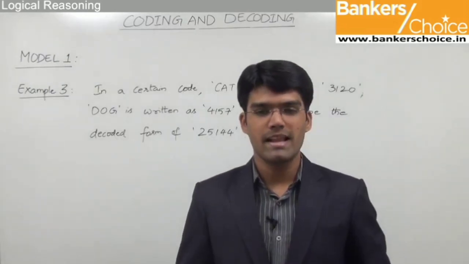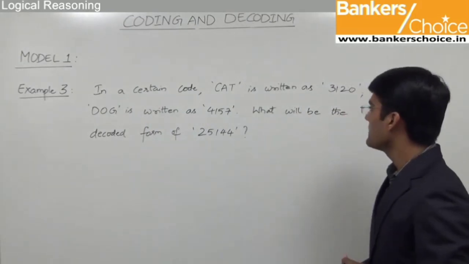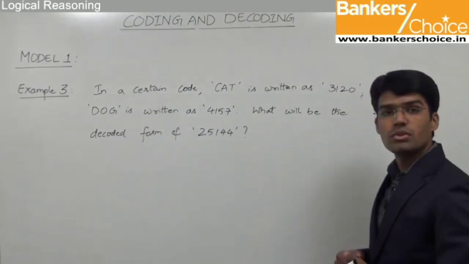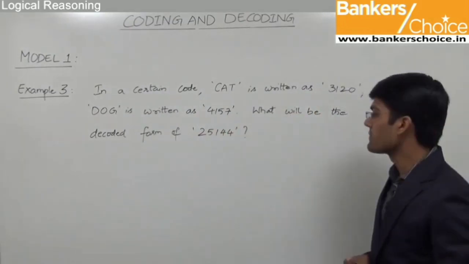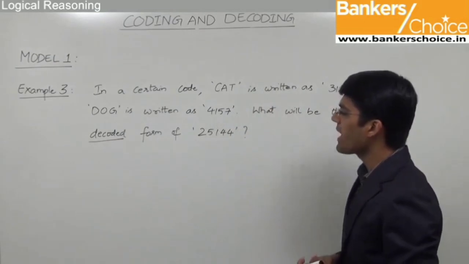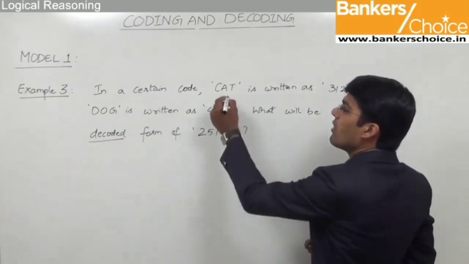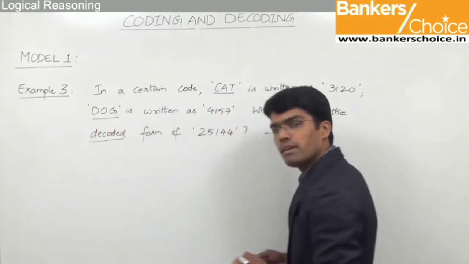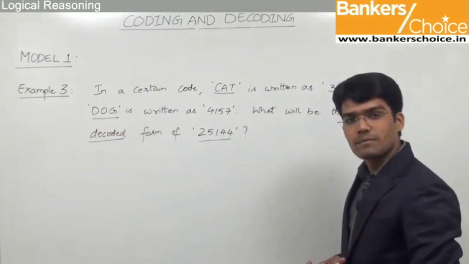Let us now take the third example based on model 1. In a certain code, cat is written as 3120. Dog is written as 4157. So what will be the decoded form of 25144? As you can see here, the coded form for two words has been given and the decoded form for a third code is asked.